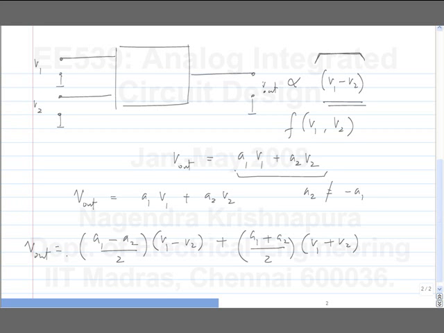So if A2 is exactly minus A1, this part will vanish. The output responds only to the difference between the inputs. So ideally that's what we want. That's why we put it in this form.